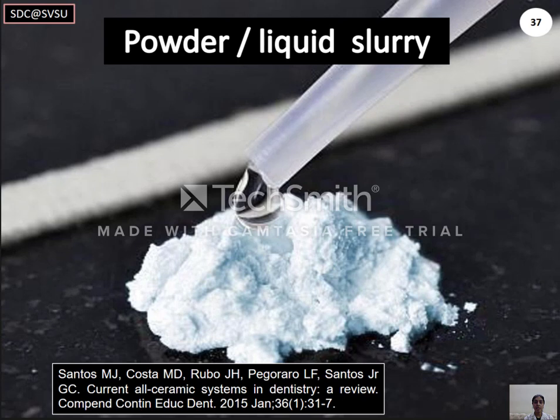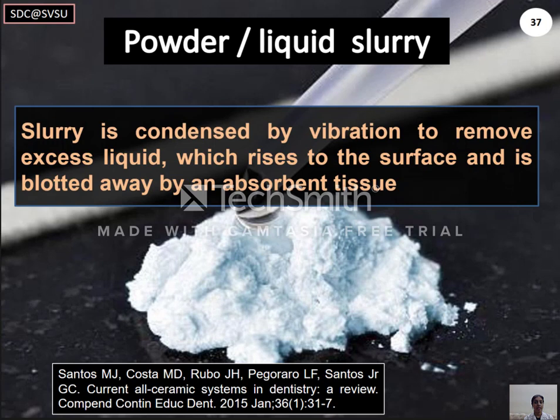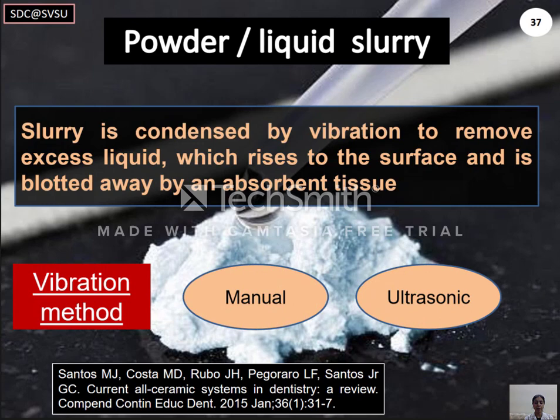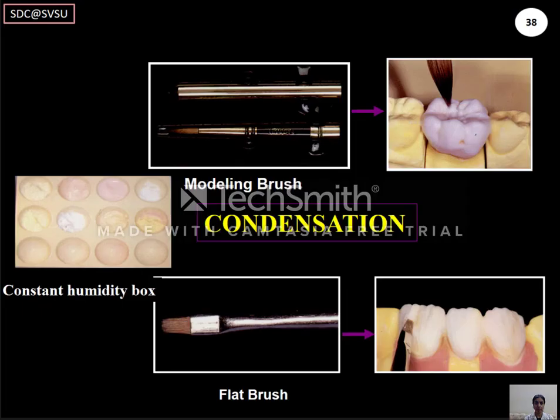is then built on the ceramic core. The slurry is then condensed by vibration to remove the excessive liquid, which rises to the surface and is then blotted away by an absorbent tissue. There are two types of vibration methods, manual and ultrasonic. After the process is completed, condensation is carried out, which is a process of packing the particles together and removing the excessive liquid binder. First, the flat brush is used to contour the restoration. And then the modeling brush is used to create the finer details.